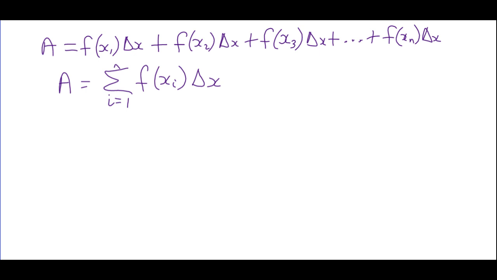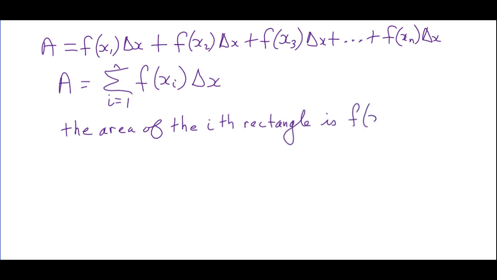Where do we want to write this? Oh, let's just write it here. So the area of the ith rectangle is f of x sub i delta x, which we have, right? That's the expression we have there.